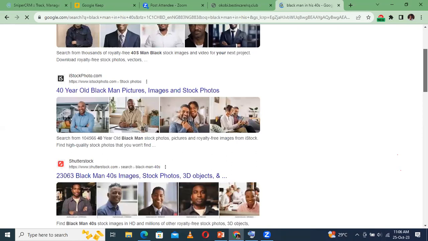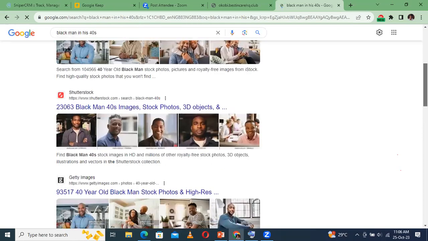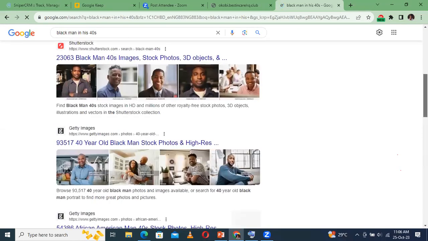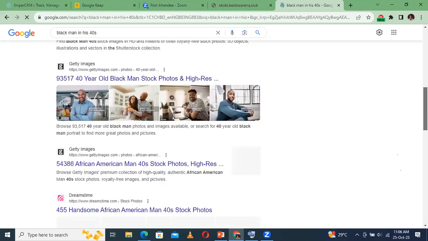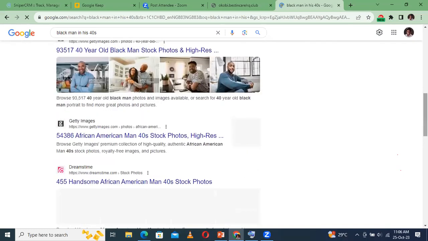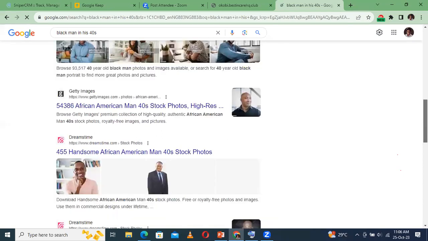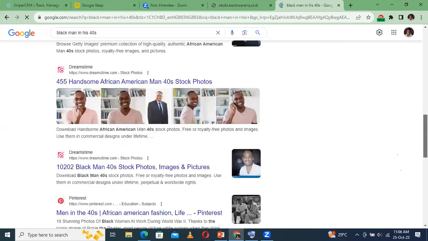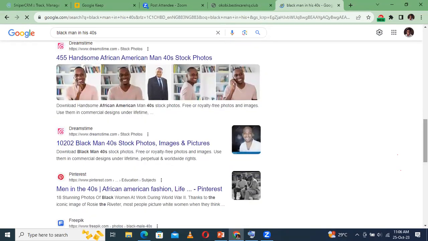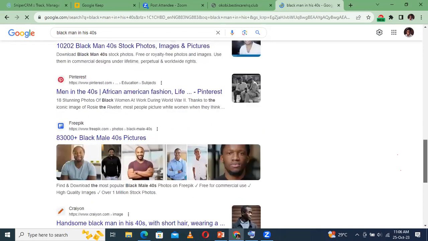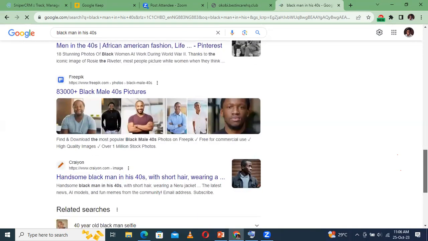Shutterstock. This one too is free to use. But no one is going to use the one that has a watermark. Which other one? Dreamstime images too are free to use. They're also free to use. Which other one? Freepik. Can you see Freepik too is free to use?